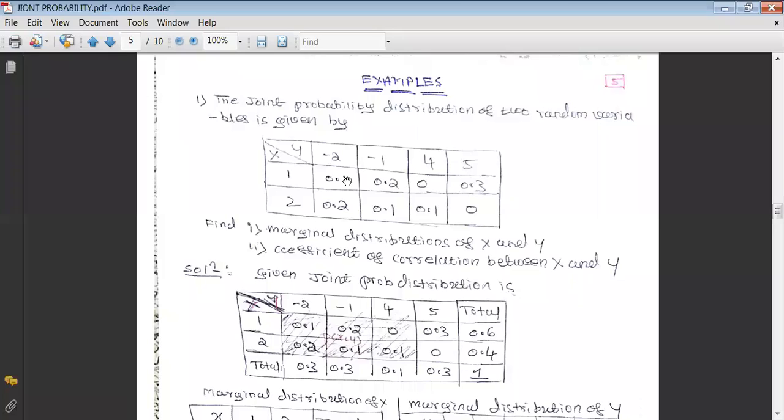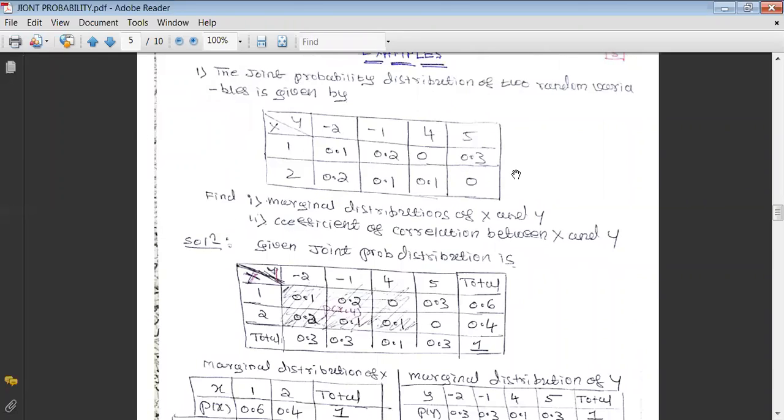And 0.1 means it is the joint probability that the variable x takes the value 1 and the variable y takes the value -2. 0.2 is the probability that the variable capital X takes the value 1 at the same time the variable y takes the value -1. And now if I take this 0.2, it is a joint probability that the variable capital X takes the value 2 and the variable y takes the value -2. Like that we can understand the joint probability concept that I explained earlier.